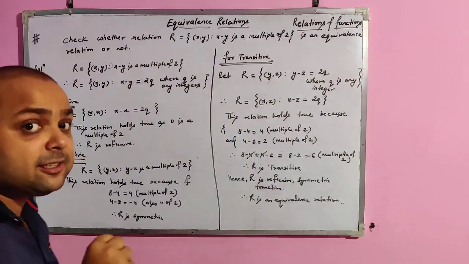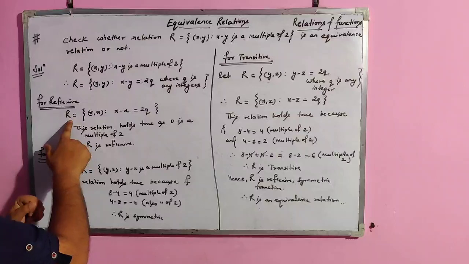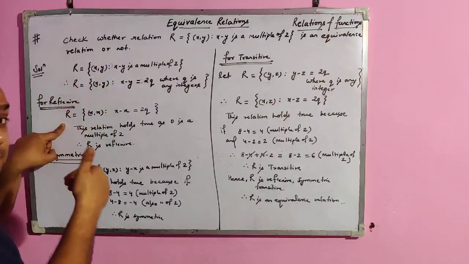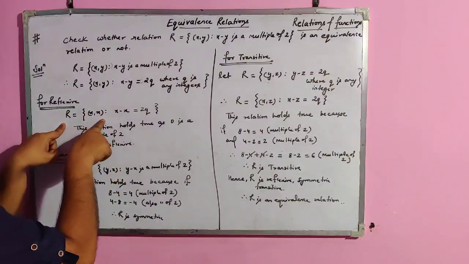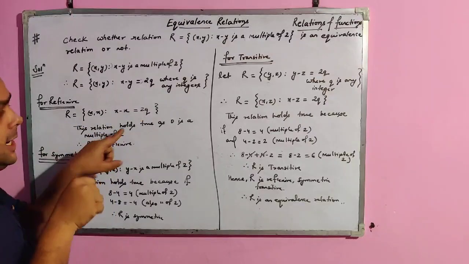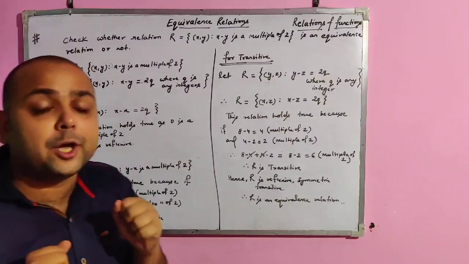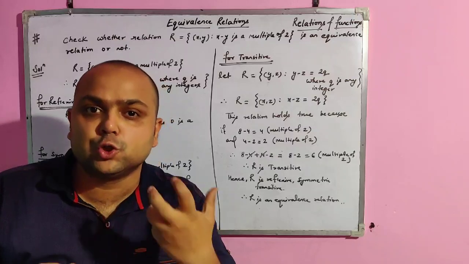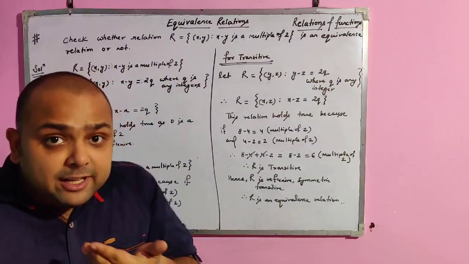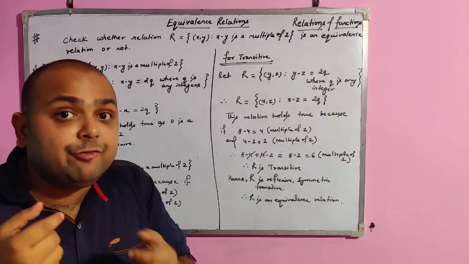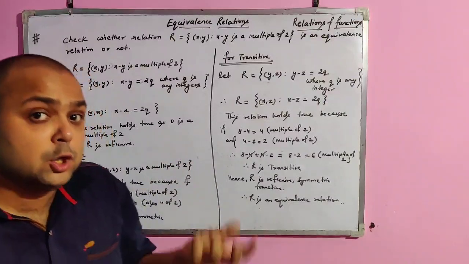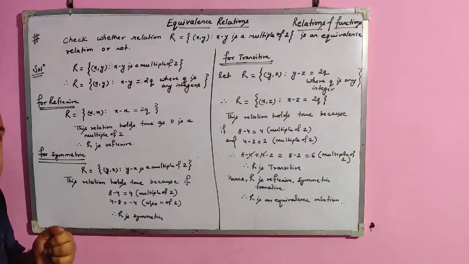That is, we write the relation like R is equal to (x, x). Here we have (x, y). Now we have done the mapping to itself. So it becomes (x, x) such that x minus x is equal to 2q. Now this relation holds true because x minus x equal to 0 and 0 is a multiple of 2. So when the mapping is done to itself, we get 0 is a multiple of 2. That is true. So this relation is reflexive.